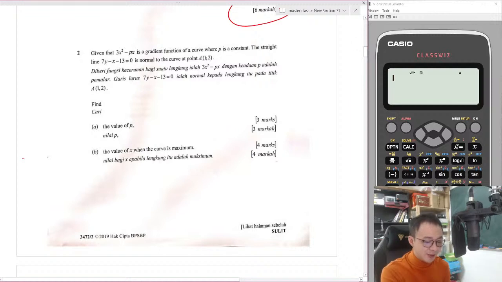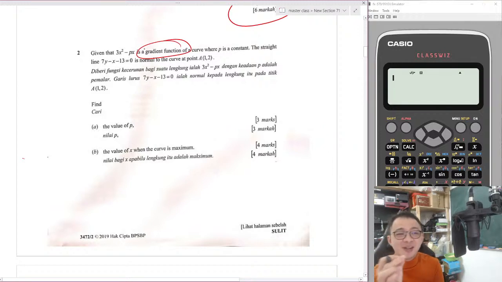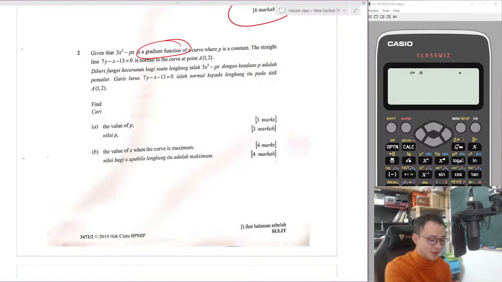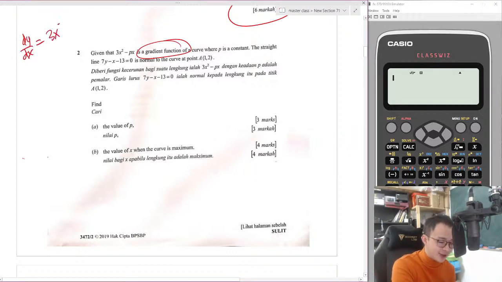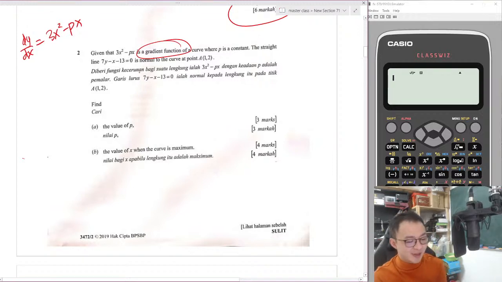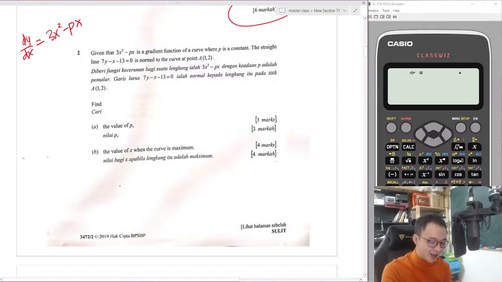Alright, so this one, number 2, they tell you 3x squared minus px is the gradient function. So whenever you see the gradient function, first thing is you must write down the dy dx, okay? So you will say dy dx equals 3x squared minus px. This is the gradient function. Then the question says the straight line 7y minus x minus 13 equals 0 is normal to the curve.